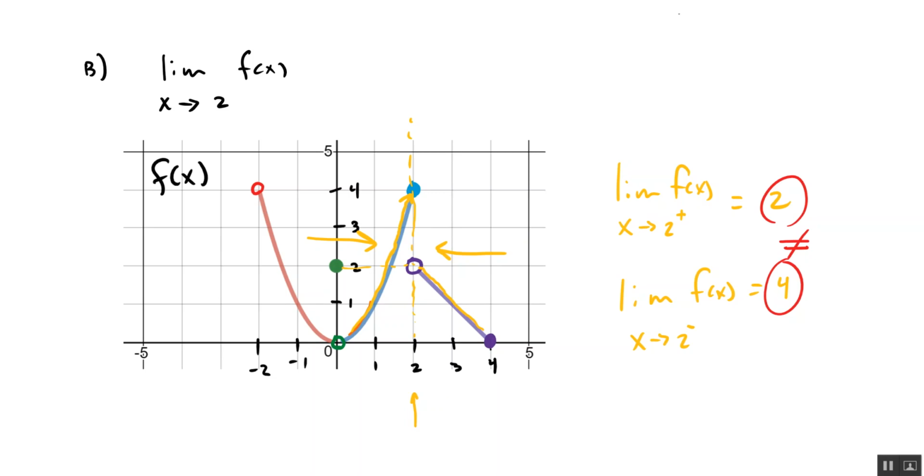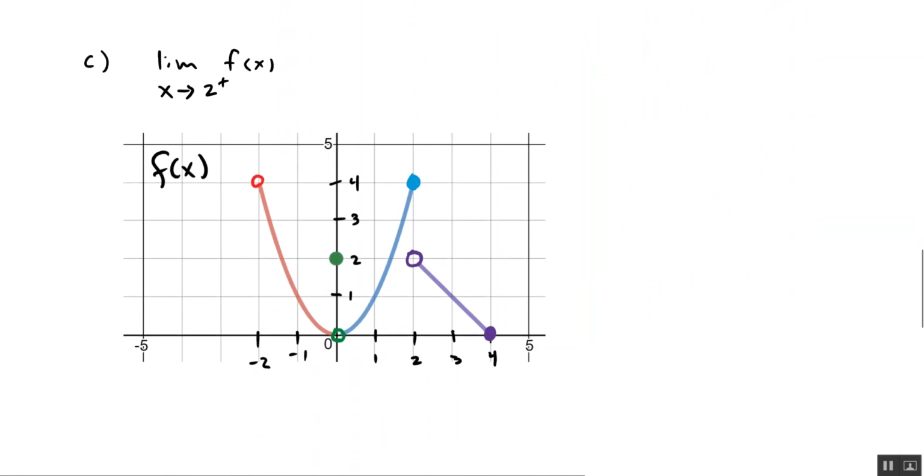So up here, I would say this does not exist. In parentheses, does not exist. So for a function to have a limit, the one-sided limits must exist and agree, and that's just what I showed you here. The limit coming from the right was 2, the one-sided limit coming from the left was 4. Those are not the same number, so the limit does not exist.